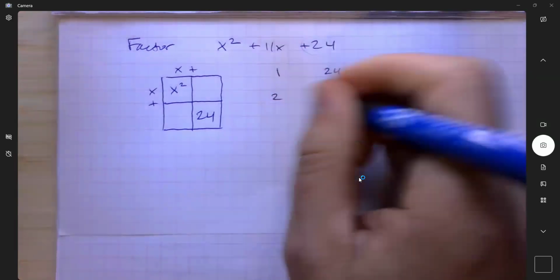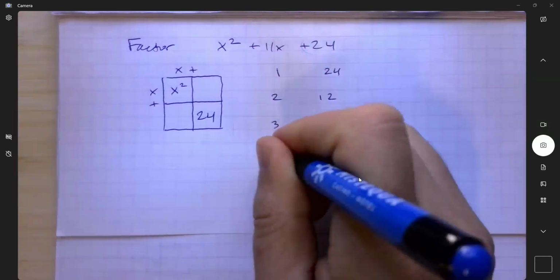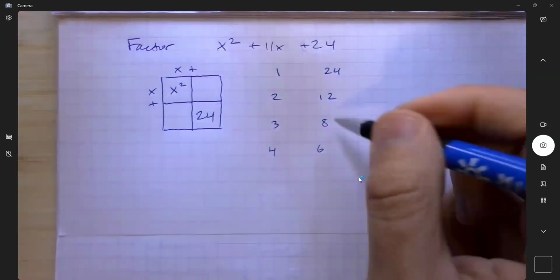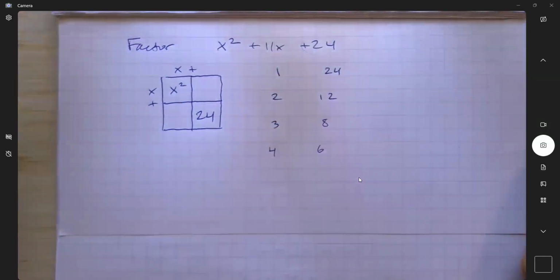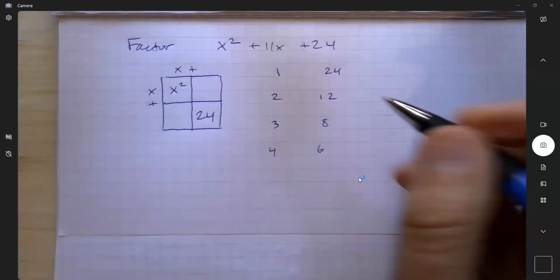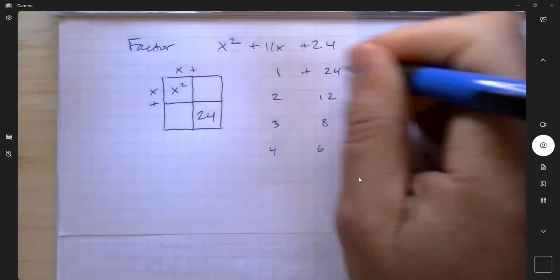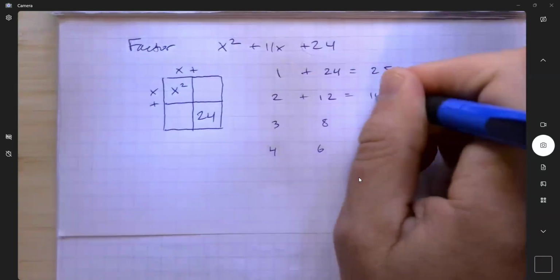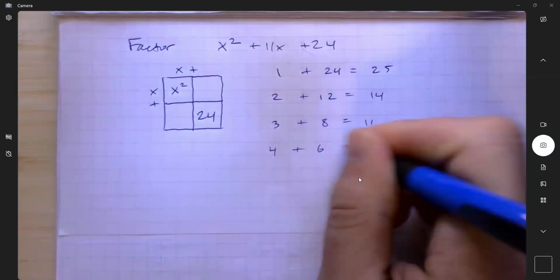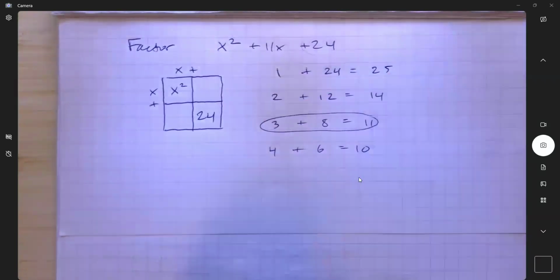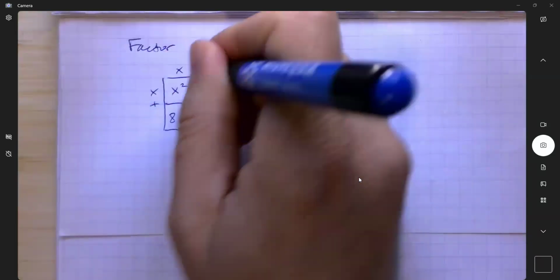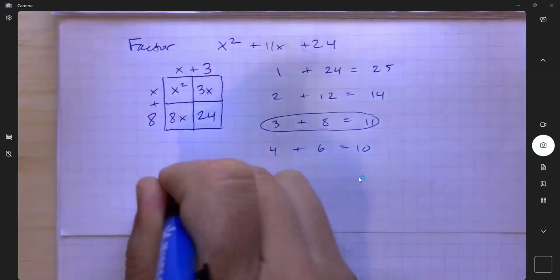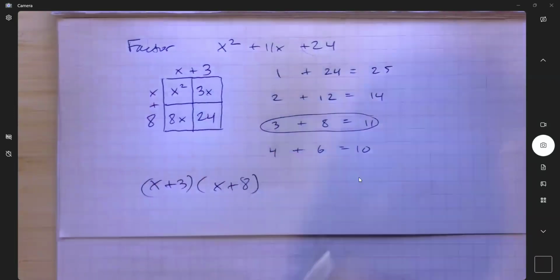And so I'm going to think of all the combinations that I can that multiply to be 24. That's 1 times 24, or 2 times 12, or 3 times 8, or 4 times 6. If I go any farther, the next one is 6 times 4, so I'm back to where I started. And now I'm going to say, of these combinations, which ones add to be 11? Aha, right there. 3 and 8 add to be 11. So that must mean that my other two panels are 3x and 8x. And so it must mean my factors are x plus 3 times x plus 8.